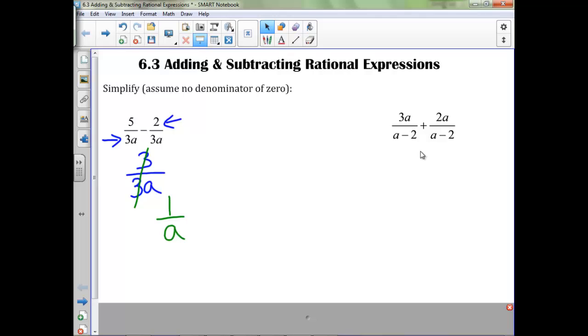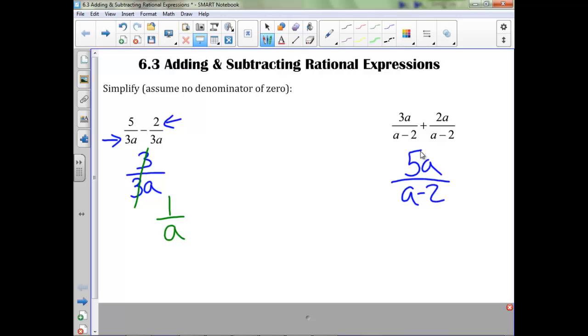Same idea here. Notice they already have a common denominator of a minus 2. So 3a plus 2a is 5a over a minus 2. Notice we cannot simplify that anymore, so that is our answer.